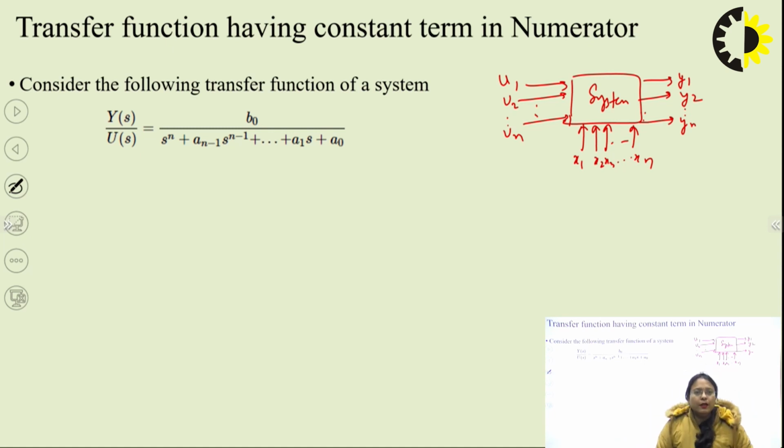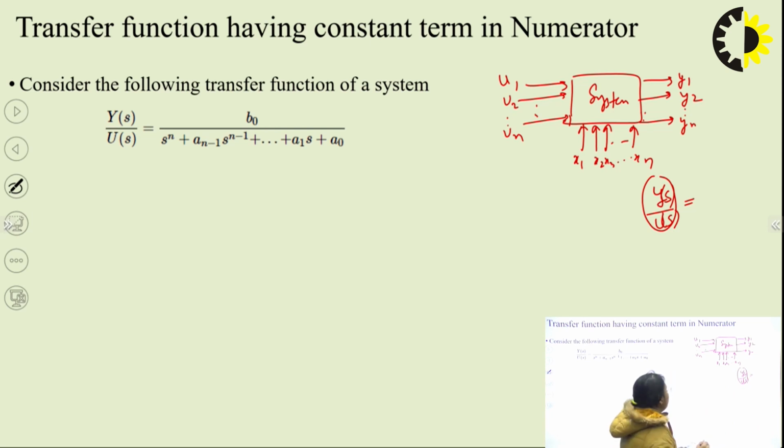Now if I am having a single input single output system, then the output of the system, that is y, upon the input of the system, u, and the Laplace transform of this, that is Y(s) upon U(s), will be called the transfer function of the system. Now the transfer function is given to us, that is b naught upon s raised to the power n plus a n minus 1 s raised to n minus 1 plus up to so on, till a1 s plus a naught.